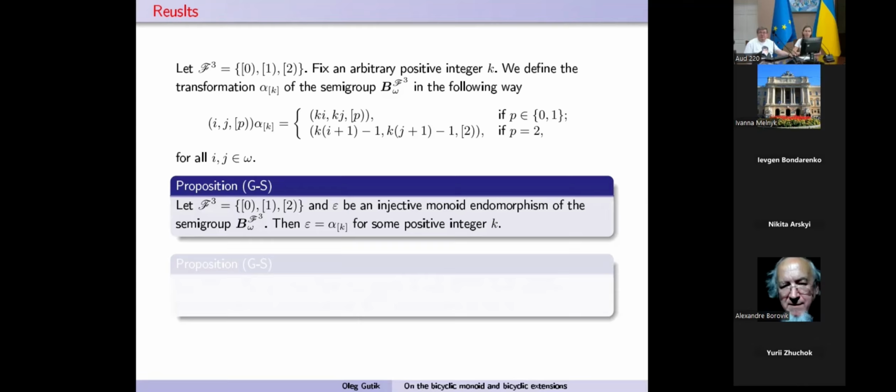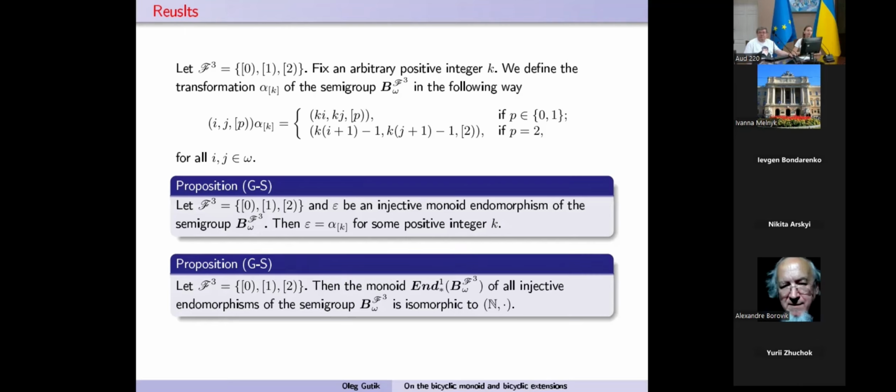So if epsilon is an injective endomorphism of the semigroup B omega F, where F consists of three inductive subsets, then epsilon is equal to alpha k for some positive integer k. There are no others. Not very simple, but in my opinion a simple proposition: the monoid of injective endomorphisms of B omega F, where F consists of three elements, is isomorphic to the set of positive integers with usual multiplication.